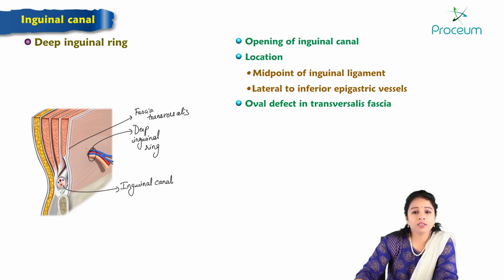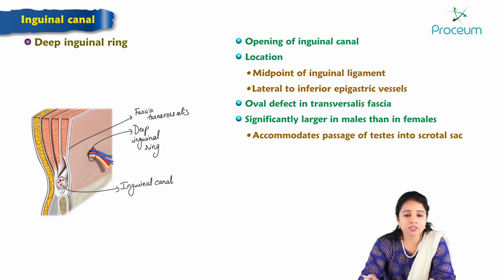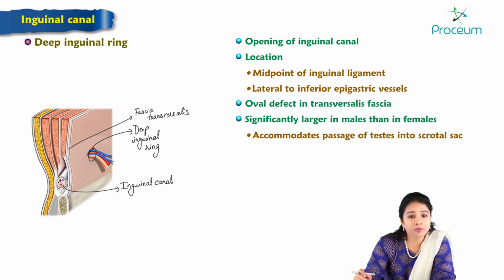The deep inguinal ring is significantly larger in males than in females because it accommodates the passage of the testis into the scrotal sac. During the descent, the testis has to pass through the deep inguinal ring, inguinal canal and superficial inguinal ring to reach the scrotal sac. That is the reason the deep inguinal ring is significantly larger in males compared to females.